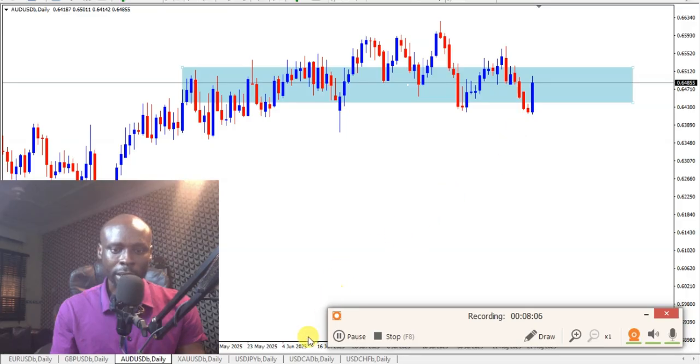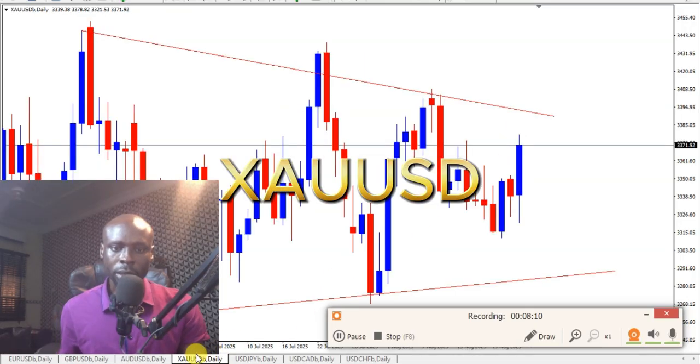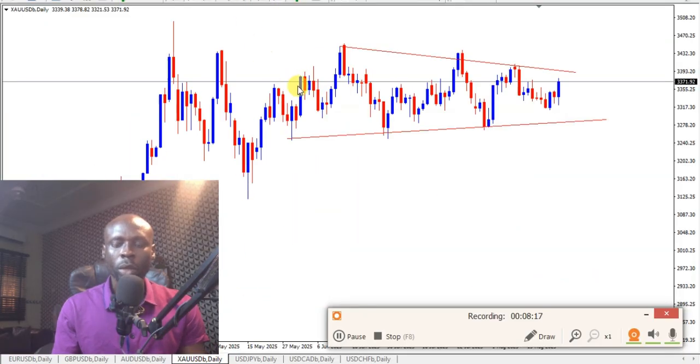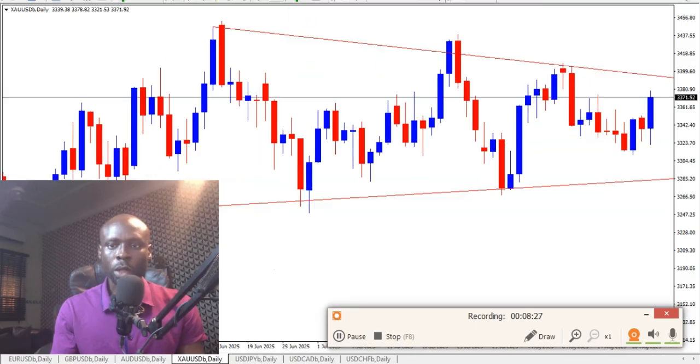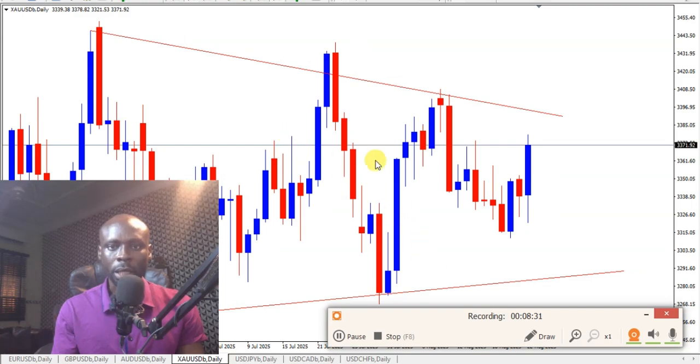So let's look at our next pair, which is the gold USD. Gold USD on my daily chart still remains sideways, but we have a good setup on gold USD this coming week. So we expect more buying on the gold USD this week. Let me zoom in my chart to show you our potential interest area for us to continue to buy the gold USD. So we have a support at this region.